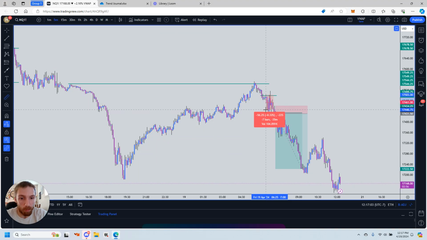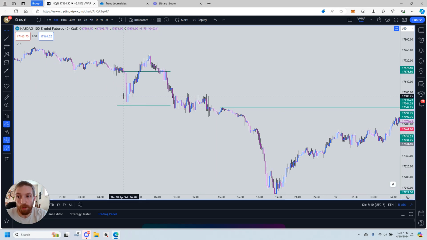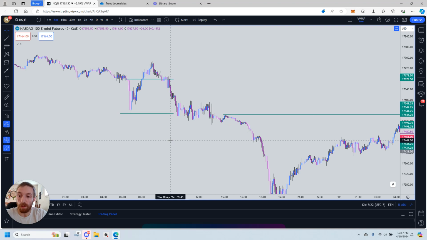Right here, top to bottom, it was 71 points, roughly 70 points. This range here for yesterday was 123 points, I think. 128 points. So a much larger opening range. Therefore, you're not expecting as big of a move outside of that opening range. So the strategy may not work as well.